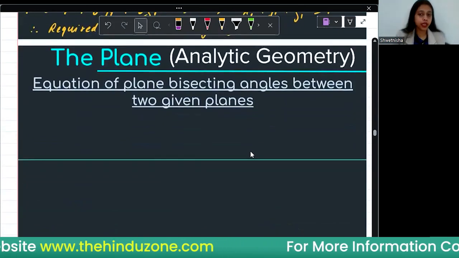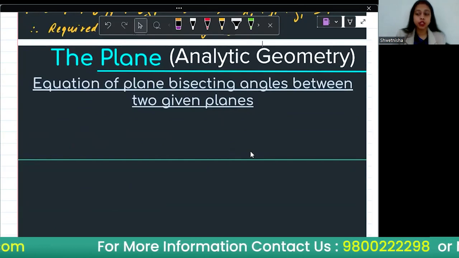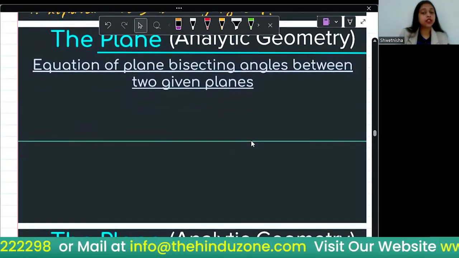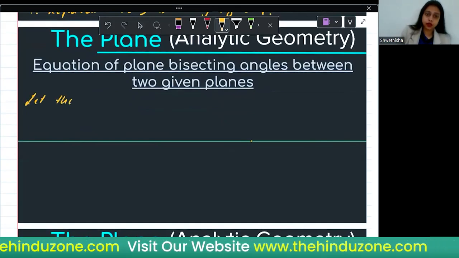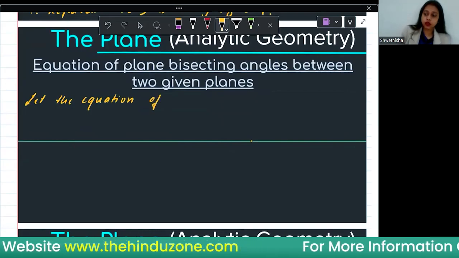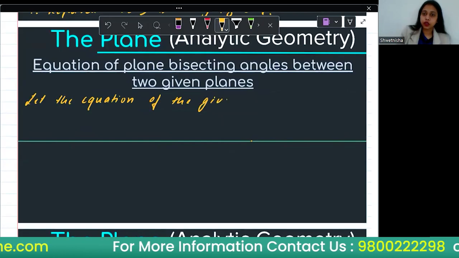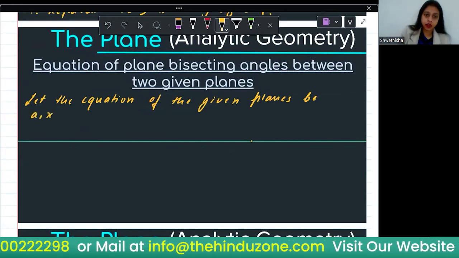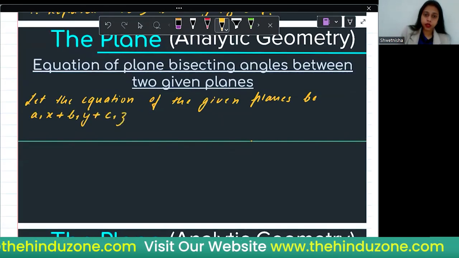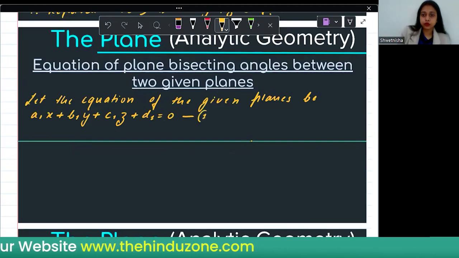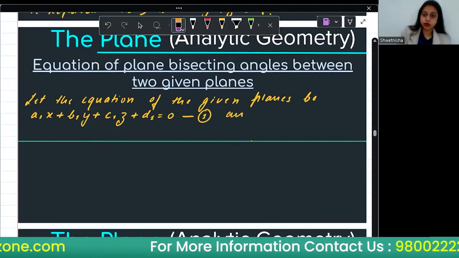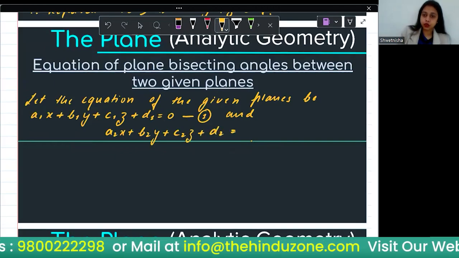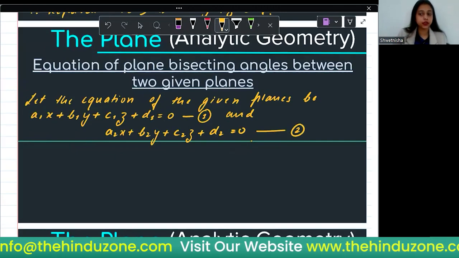Next article, we have the equation of a plane bisecting angles between two given planes. So, first of all, let's try to understand what this article says. This article gives us two planes. Let the equations of the given planes be a1x + b1y + c1z + d1 = 0 and a2x + b2y + c2z + d2 = 0. These are the two equations.